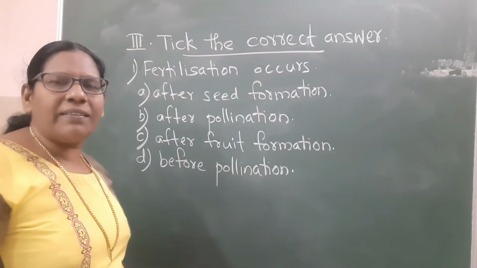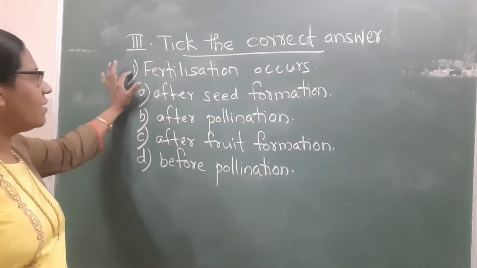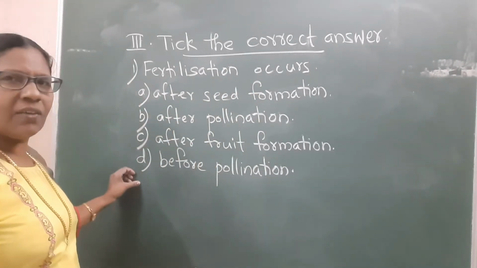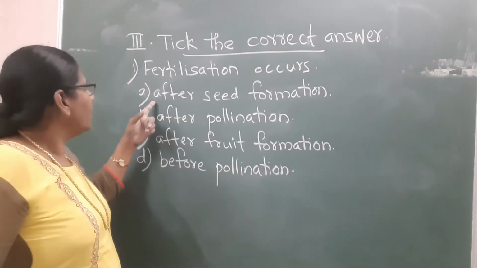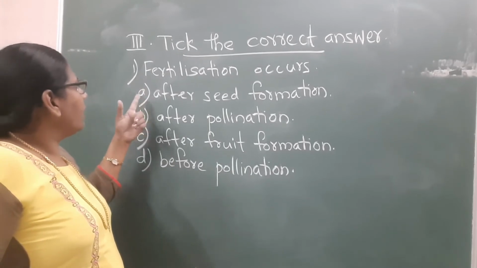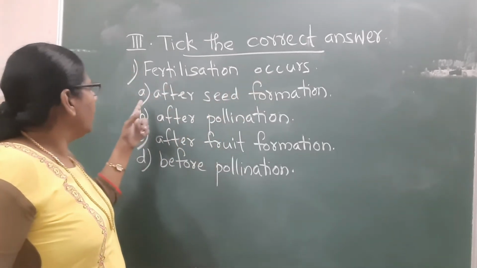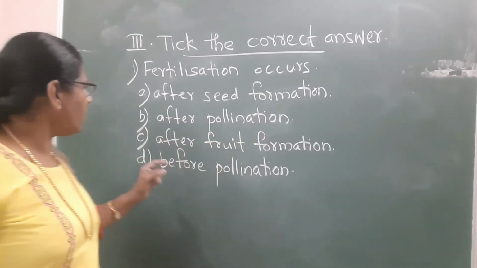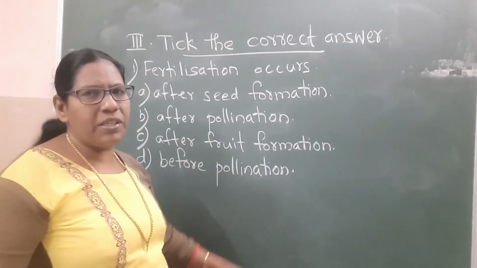Now we'll do pick the correct answer. First question, fertilization occurs. There are 4 options given. We'll see which is the correct option. Let's go to number 1. A, after seed formation. B, after pollination. C, after fruit formation. D, before pollination.